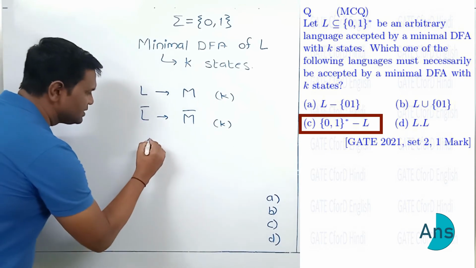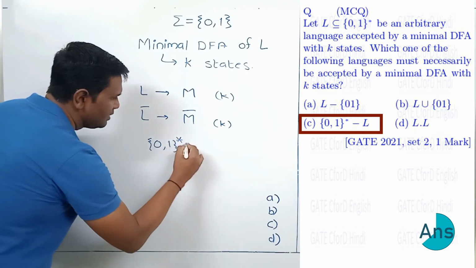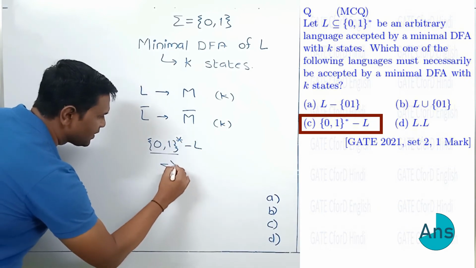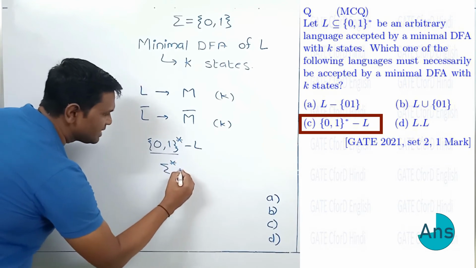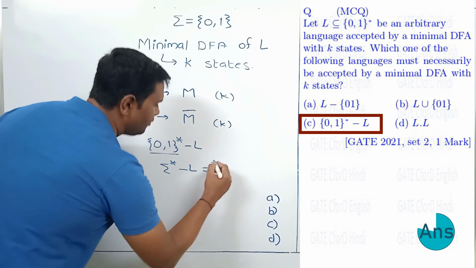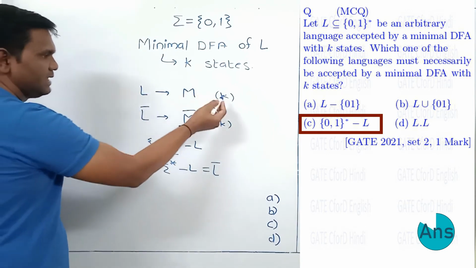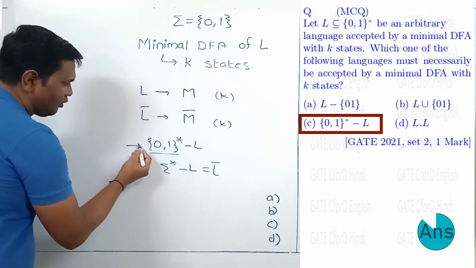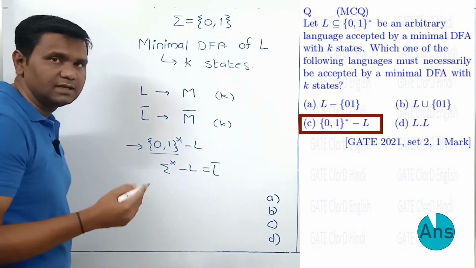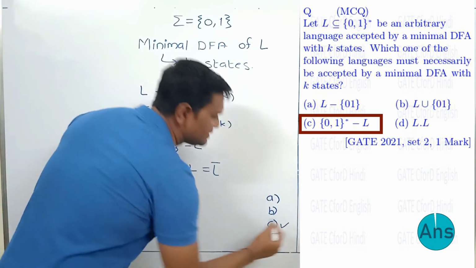Now if you look at option C, it is 0, 1 star minus L, and this is sigma star. So this expression becomes sigma star minus L, and sigma star minus L is L complement. So if the minimal DFA of L contains k states, the minimal DFA of 0, 1 star minus L, which is L complement, also contains k states. So the correct option is option C.